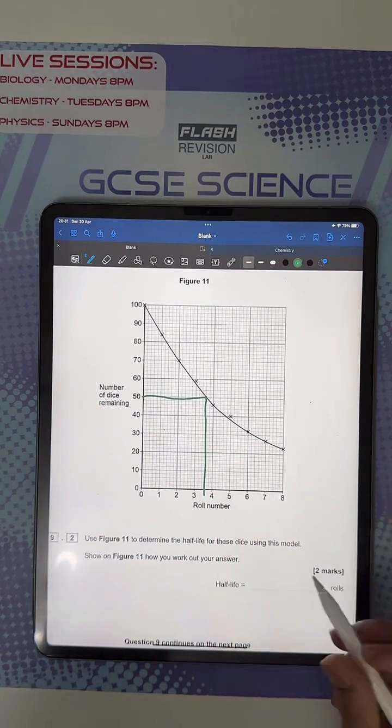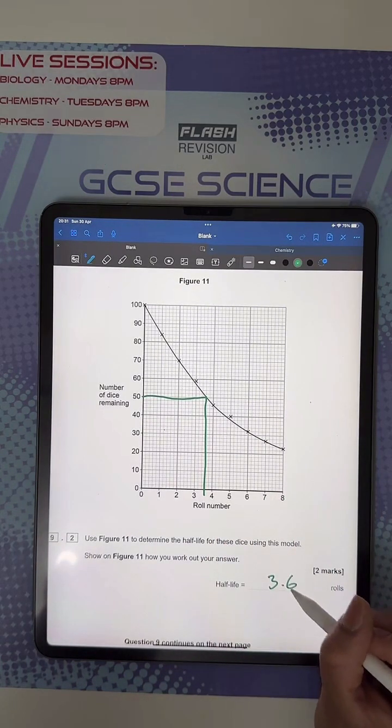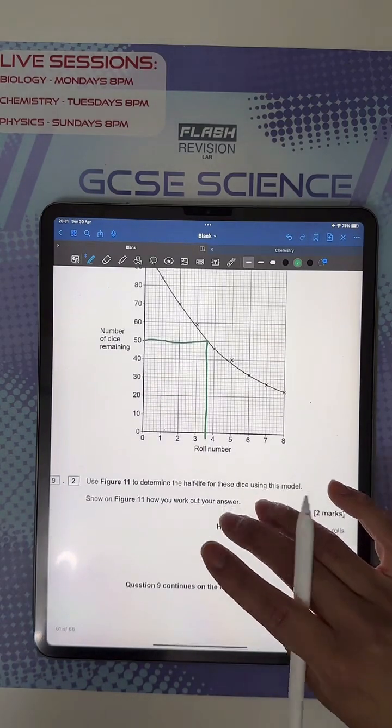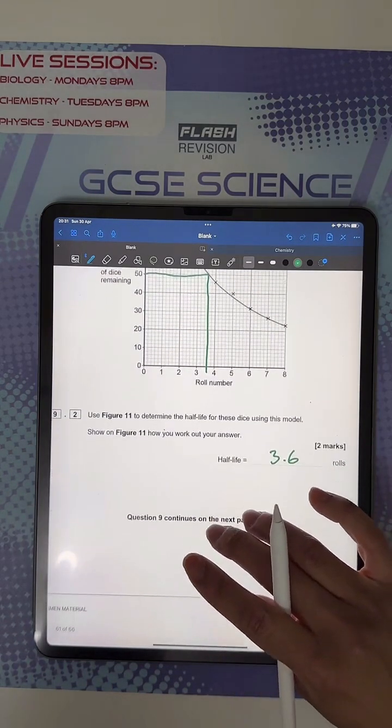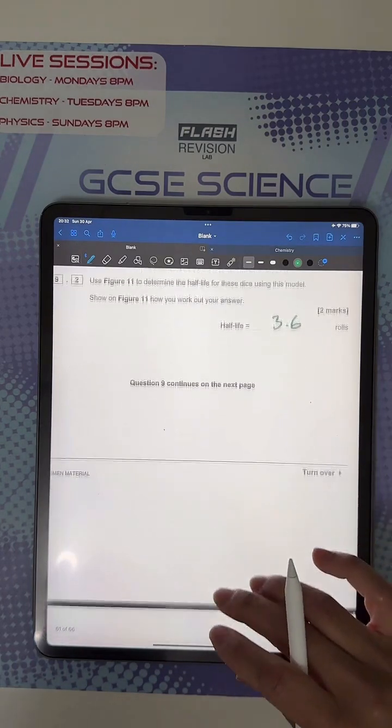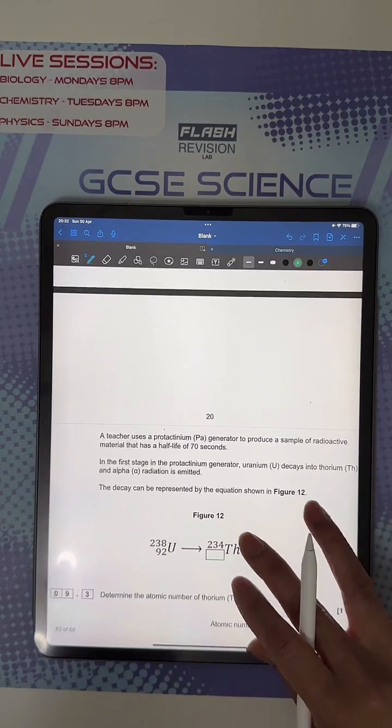3.6. Yeah, exactly. So those half-life questions are very straightforward. If you see one of those graphs, just remember this is what you have to do. Okay, next question.